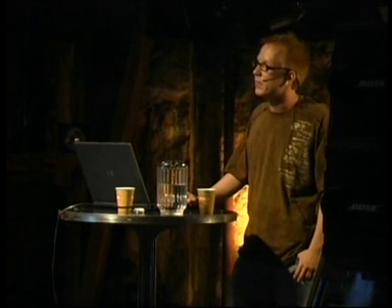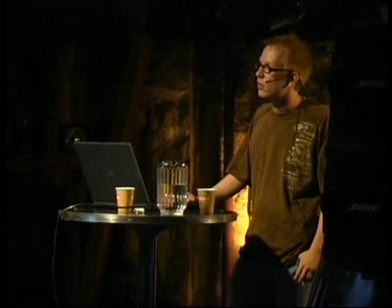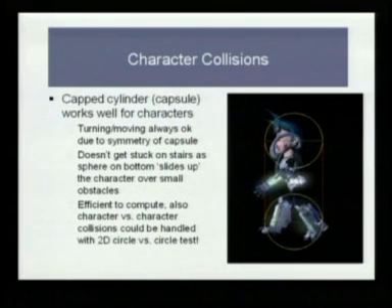Yeah, so now more details about this character collision. This is basically the approximation for the character capsule, and the capsule consists of two spheres and a cylinder. It also has other benefits than just simplifying the implementation and gaining some performance, because of the symmetry.